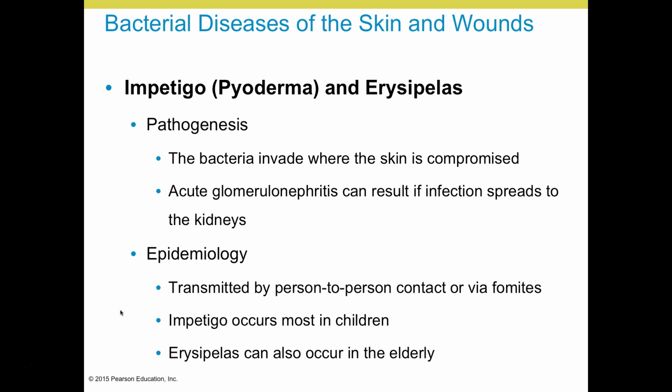Okay, in the pathogenesis component, basically the bacteria invade when the skin is compromised, but most important, it can actually cause acute glomerulonephritis, which means it's going to affect the kidneys. Very damage to the kidneys. It could be very dramatic. It can be transmitted person to person, via contact or fomites. However, impetigo is mostly in children, but erysipelas is more likely in the elderly.